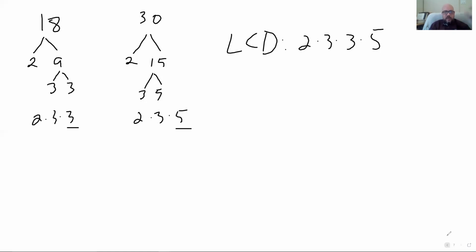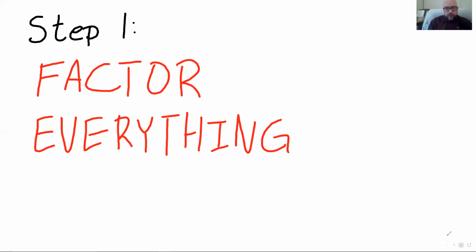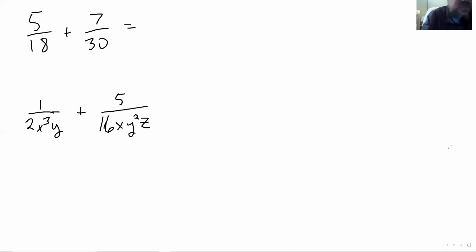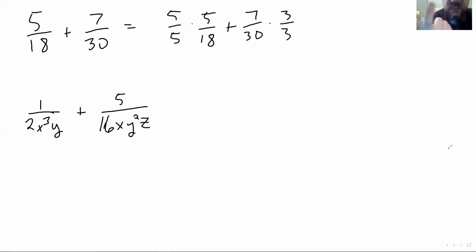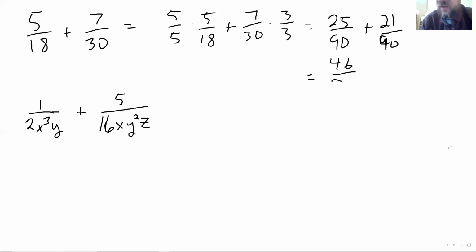I'm going to multiply the 18 by 5 and the 30 by 3, or I should say multiply the numerator and denominator by those things. So this is the same thing as 5 over 5 times 5 over 18 plus 7 over 30 times 3 over 3. Right, I'm multiplying by whatever I was missing. Now, they both turn out to be 90, right? So this is 25 over 90 plus 21 over 90. I wrote 40, that's 90. Whatever. So this is 46 over 90.